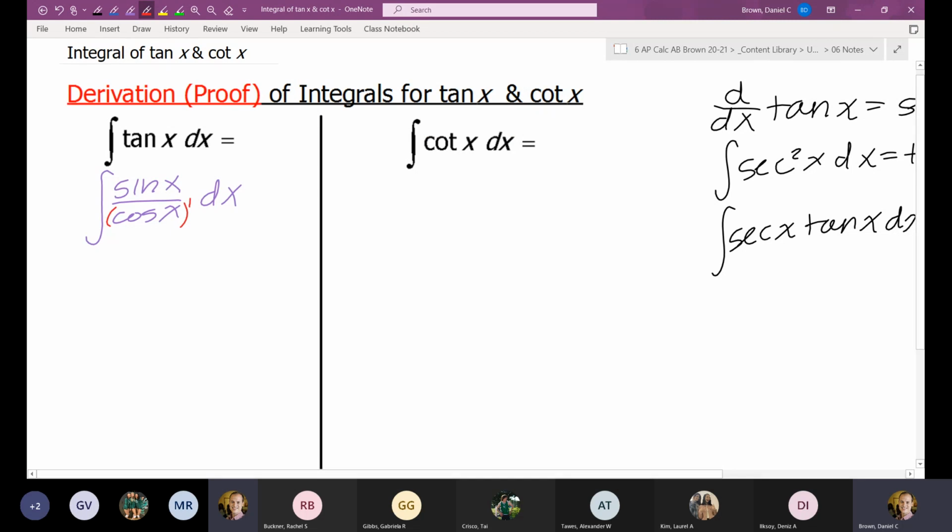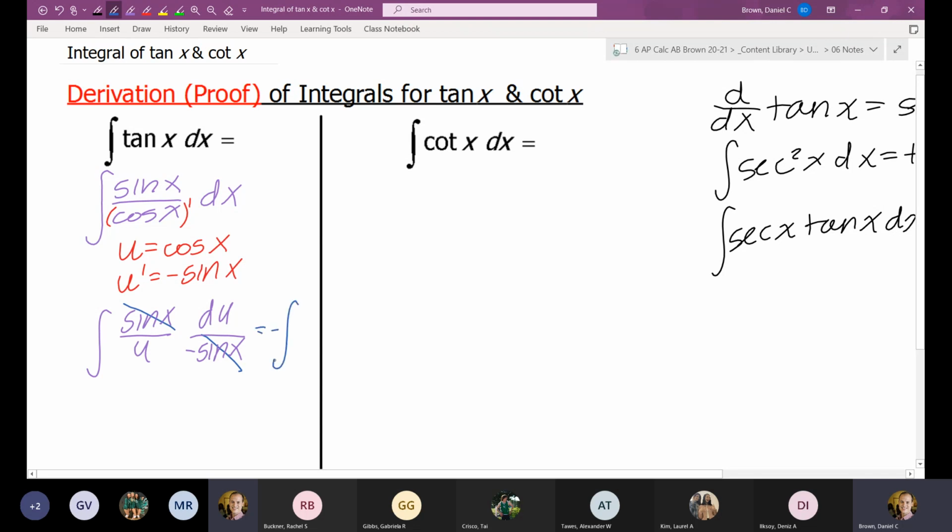So if I want to do this as a natural log problem, we're going to do u-sub. I'm going to let u be equal to the cosine of x. What's the derivative of cosine? Negative sine of x. Doing your substitution, I'm going to have the sine of x over u, dx is du over u prime. The signs cancel out. What's left over? We have this negative, so I'm just going to move it on the outside. 1 over u du. This is the rule that we learned yesterday.